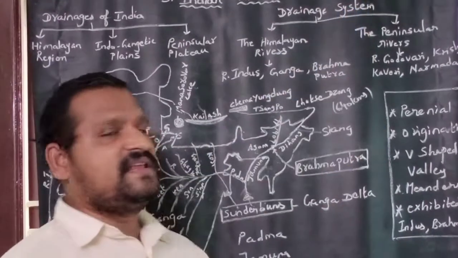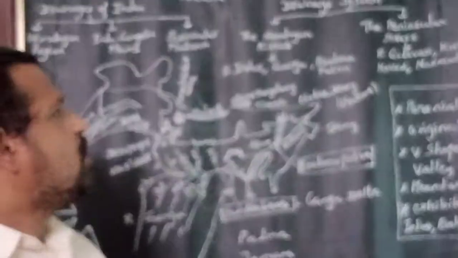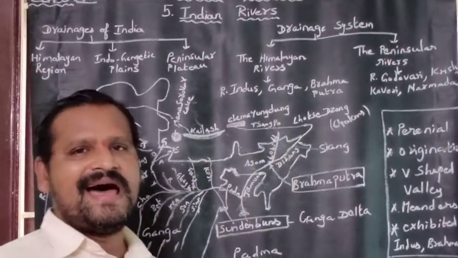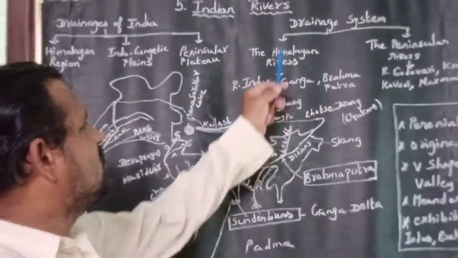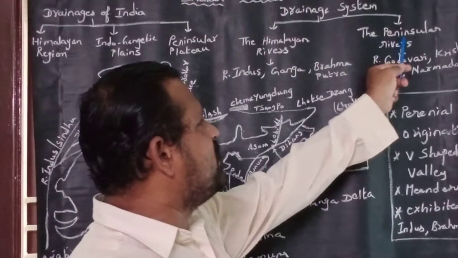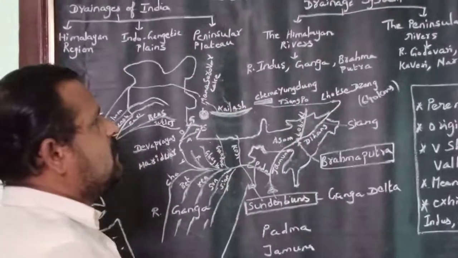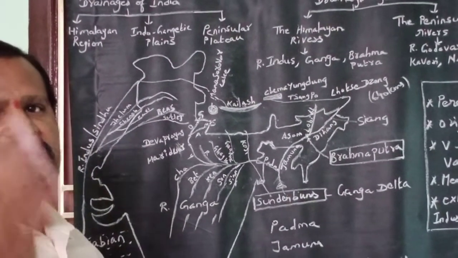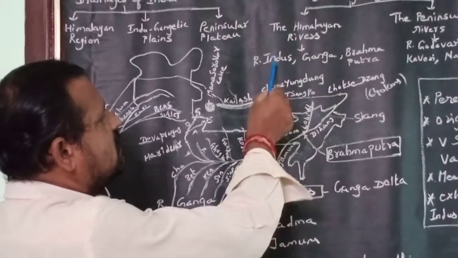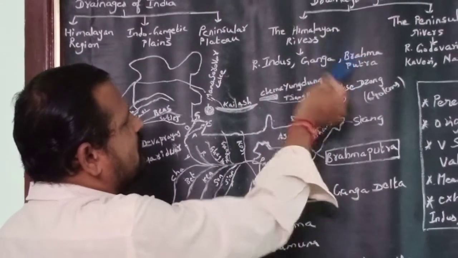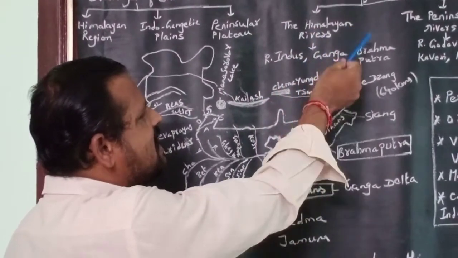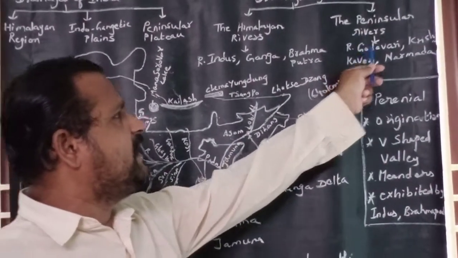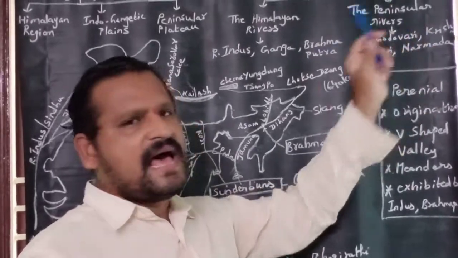The drainage system of India is broadly classified into two types. One is Himalayan river system, other one is peninsular river system. Okay, the Himalayan river systems are three principal systems. They are River Indus, River Ganga, River Brahmaputra. The peninsular rivers are nothing but Godavari, Krishna, Kaveri, Narmada, etc.